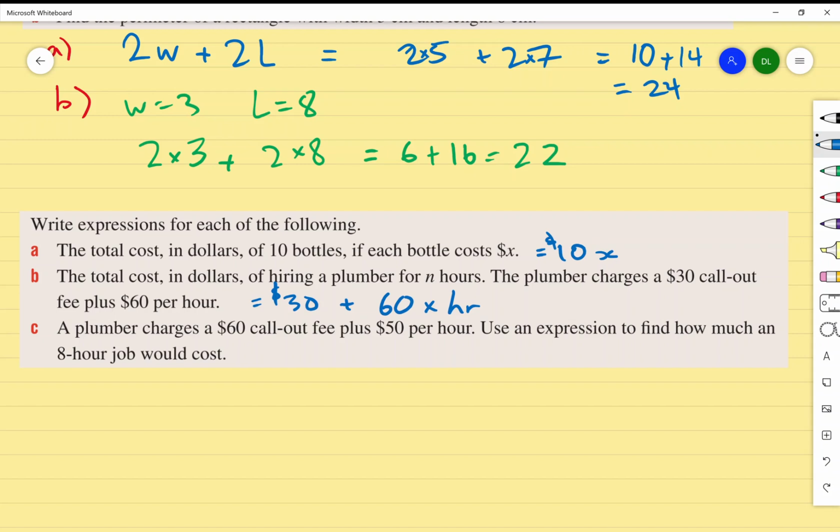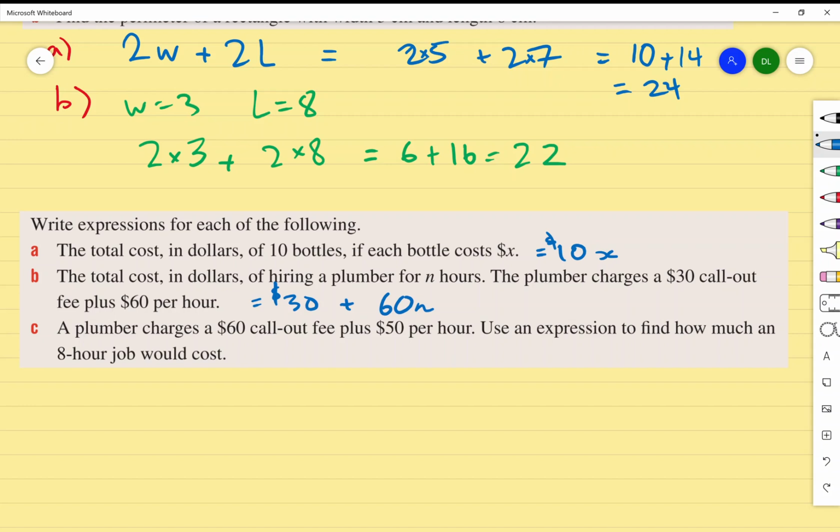But we have to make sure that our answer uses the same pronumerals as our question. The question says that it needs to be for N hours. So instead of writing just hour, I need to write 60 times N. Or if I simplify that, 60N. So that's exactly how we find the cost for $60 per hour plus the $30 call-out fee.